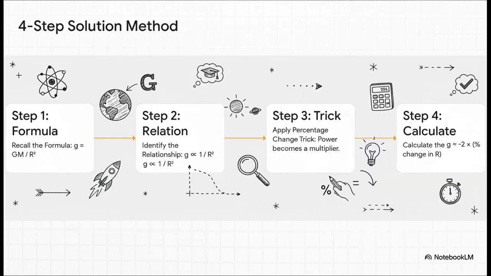We follow a clear method. First, you recall the basic formula for G. Easy. Second, and this is the most important part, you identify the relationship. G is proportional to 1 over R squared. Third, and this is the shortcut that saves you so much time, for small percentage changes like this, you can bring the power down as a multiplier. That means the percentage change in G is approximately minus 2 times the percentage change in R.